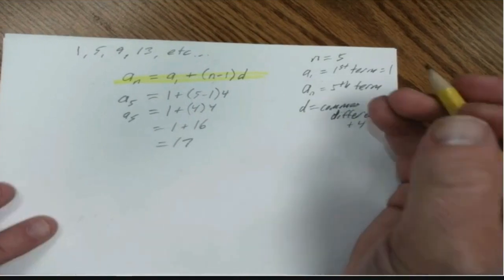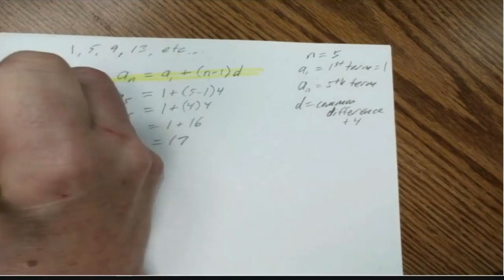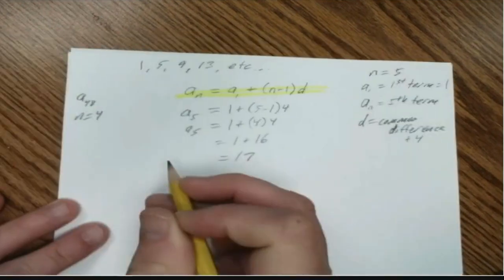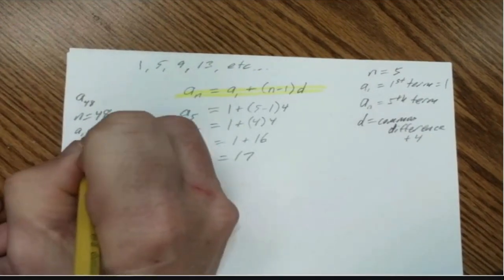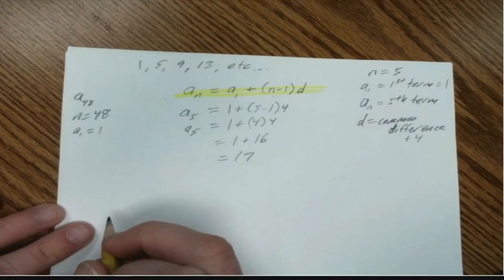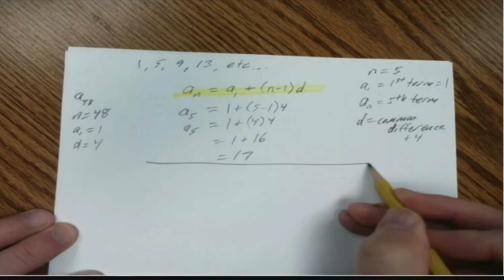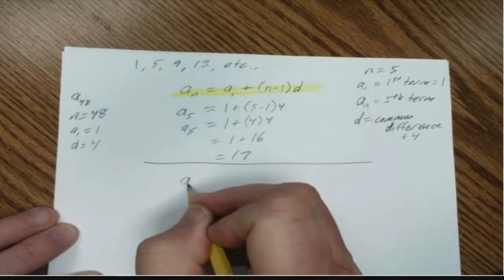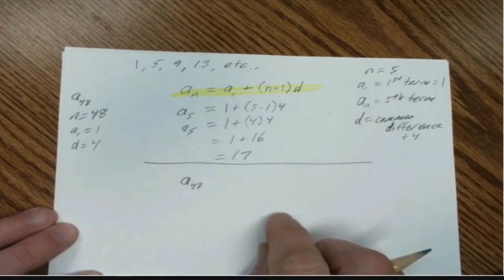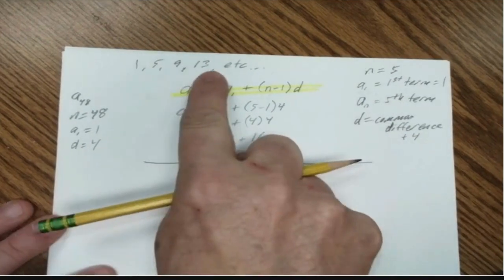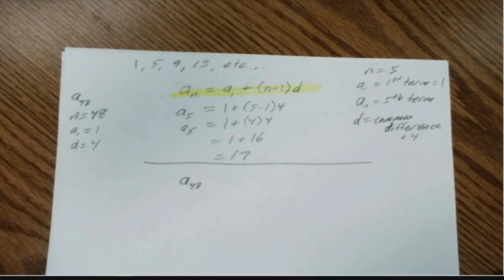We can use this. So if we want to know what the 48th term is, a sub 48, our n would be 48. I'm sorry, let me get where you can see that. a sub 1 is still the first term, and our common difference is still 4. So if we want to know the 48th term in this, we can either do it like this, where we keep adding 4, and we add 4 another 44 times, right?